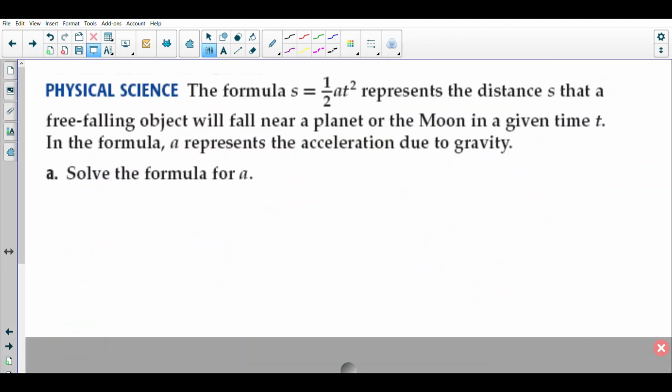So now the formula s equals 1/2 at squared represents the distance s that a free-falling object will fall near a planet or the moon in a given time t. In the formula, a represents the acceleration due to gravity. Solve the formula for a.